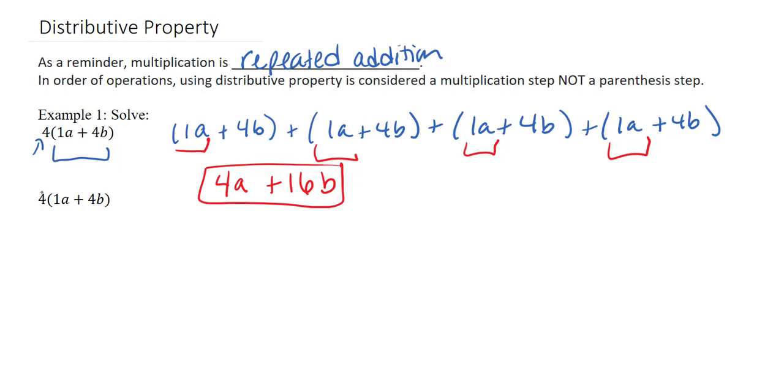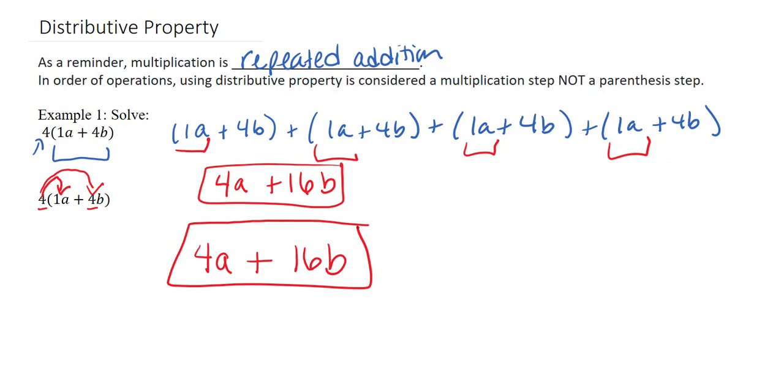What this is also saying is there are 4 copies inside 4. All we can do is go 4 times 1a, and then 4 times 4b. So let's do that. 4 times 1a: we're only going to multiply the numbers. So that would be 4, because 4 times 1 is 4, and we just have a. And then we go 4 times 4, and this is plus. 4 times 4 is 16, and then it's just b.